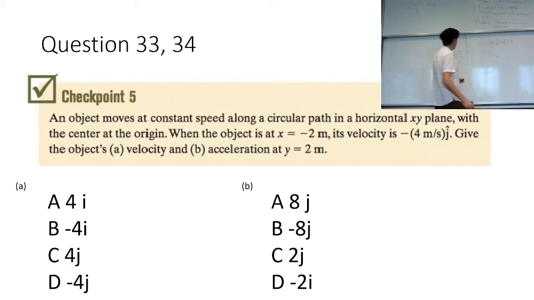Then we just have to work out the direction, and we know from uniform circular motion that it's always in the opposite direction to the radius position vector. So the position vector for up here is up this way, but the acceleration is always down. So it has to be B. Okay.